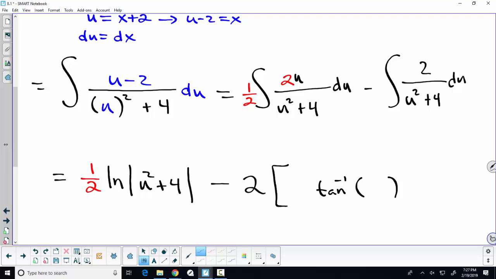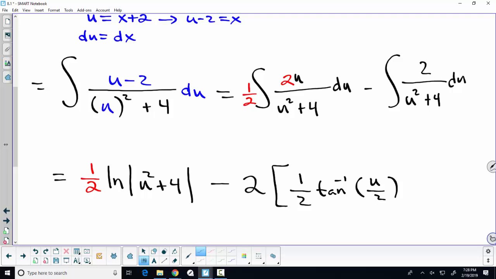Maybe look at that first page. Get back to that first page. Okay, and what else? Plus c. Well, C's gonna be at the end of everything. Just look at that first page. U is our variable, 4 is our a squared. It's got to be 1 over a, inverse tangent of u over a. What's a? 2. So it's 1 over 2 inverse tangent of u over 2.